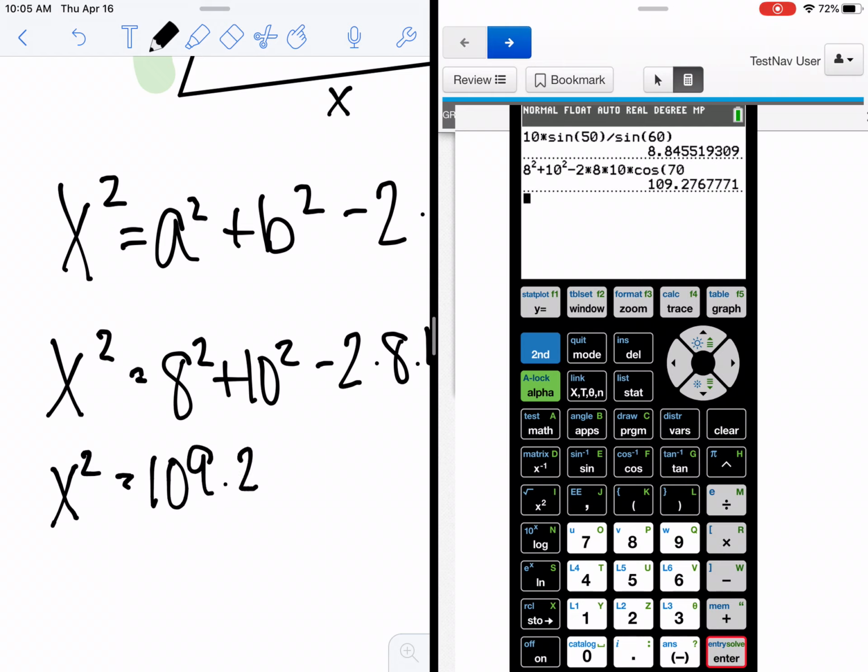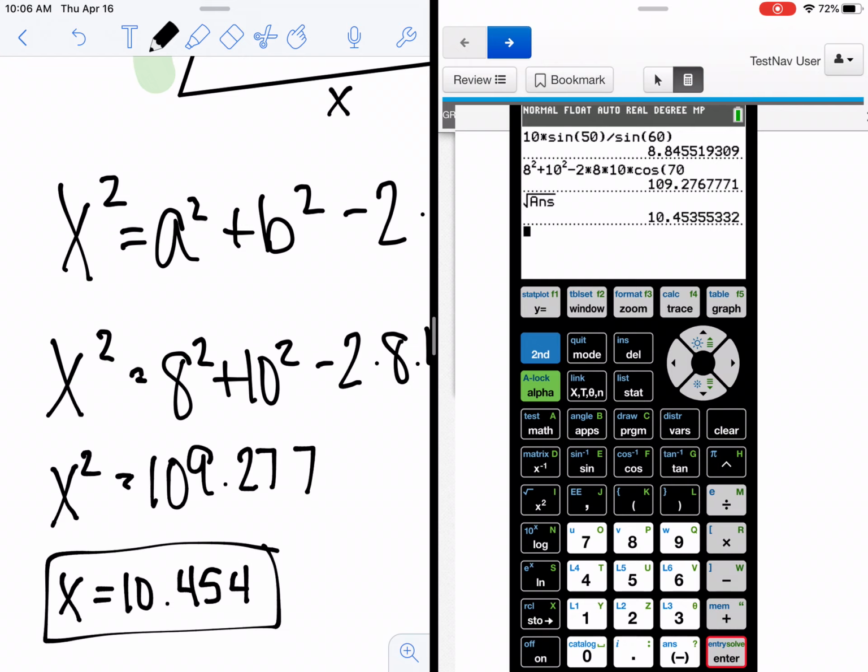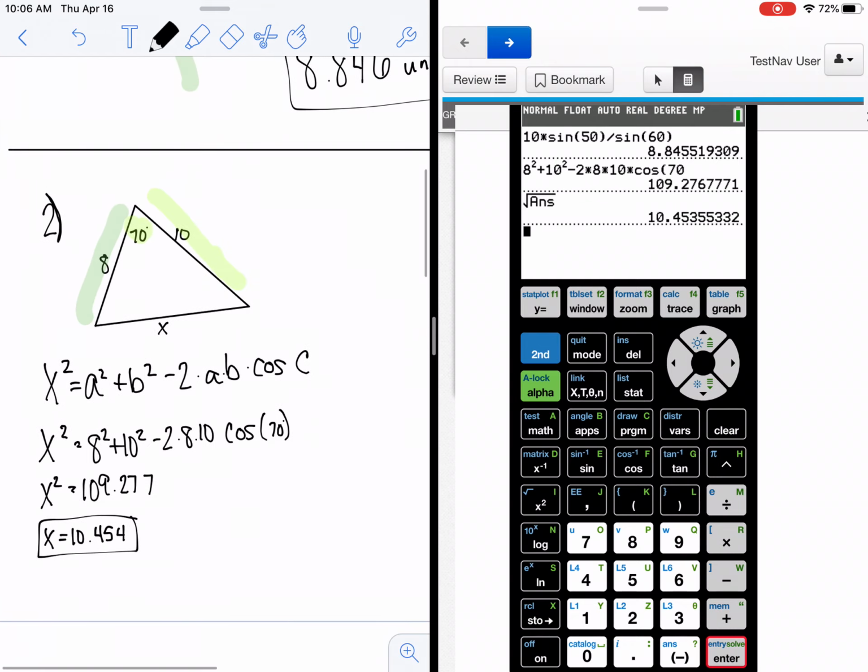I'm just going to do 3 decimals, 277, because the number after the 6 is a 7, that 6 rounds up. And then I'm just going to take the square root of that answer. So my side length there is going to be approximately 10.454 to 3 decimal places. Okay, again, I could tell that it was law of cosines because I knew two sides that were next to each other and the angle in between.